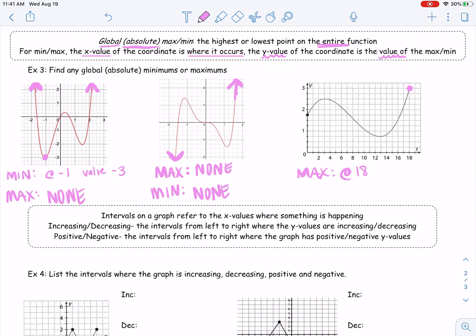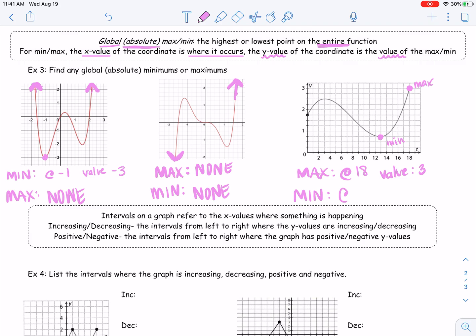What is the value of that point? The value of that point is the y value, which is 3. Watch your scale there, okay? It's 3. Now let's look at the minimum. The absolute or the global minimum. It's the lowest of the lowest point on this entire graph, and that would be right here, right there. So this is the max, this is the min.